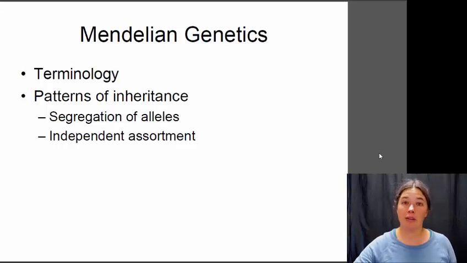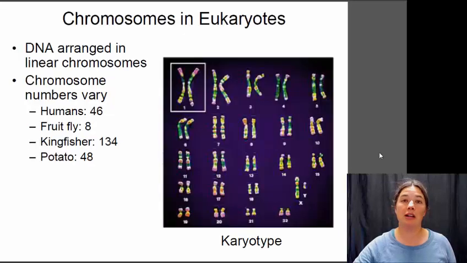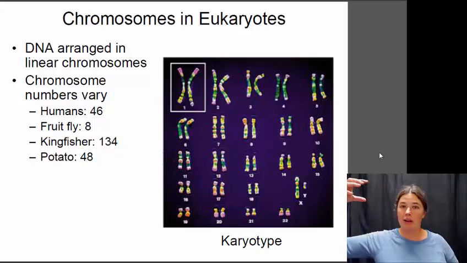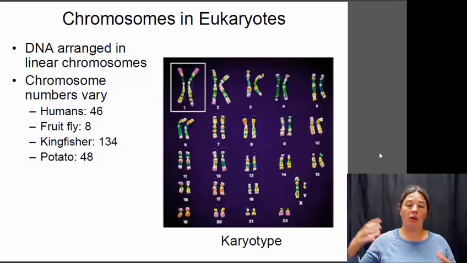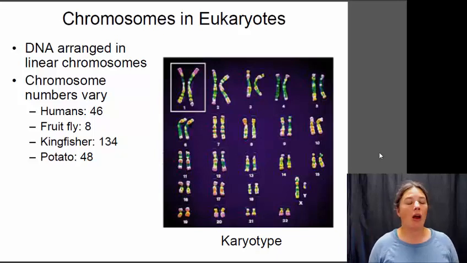All right, so first, let's talk about how the genetic code is found within most organisms that we'll be studying this semester. So mostly we're going to be looking at eukaryotic organisms. And eukaryotic organisms have their DNA arranged into linear chromosomes. So these long strands of DNA are all wound up in the nucleus, and they are in these chromosomes.